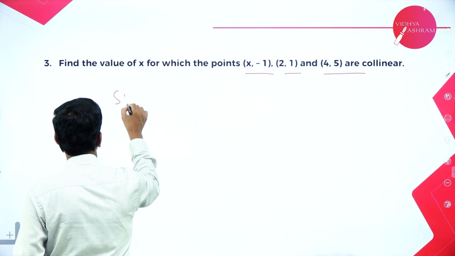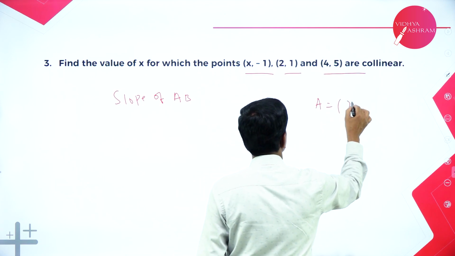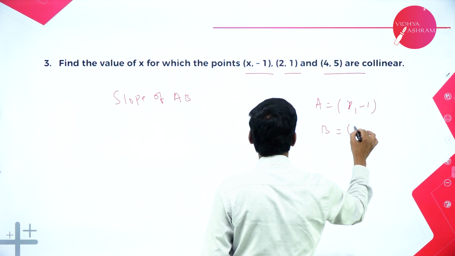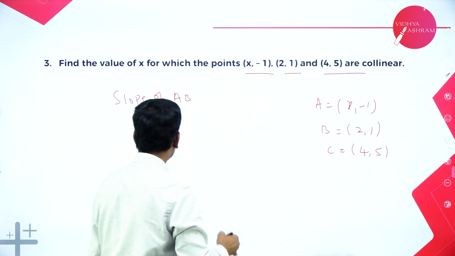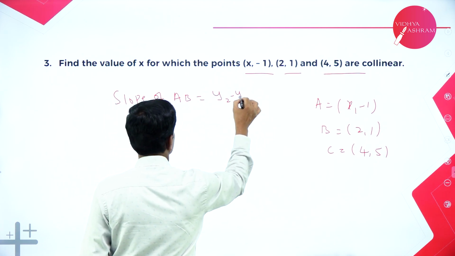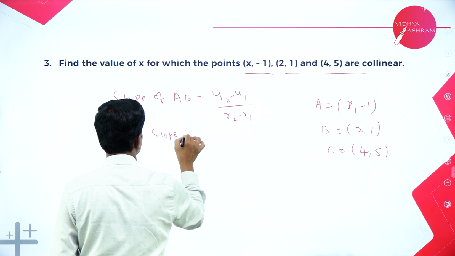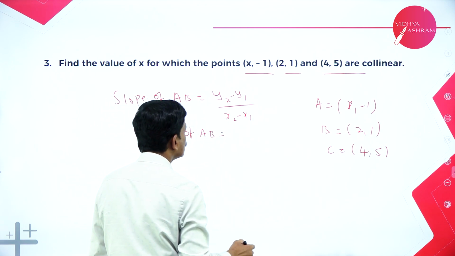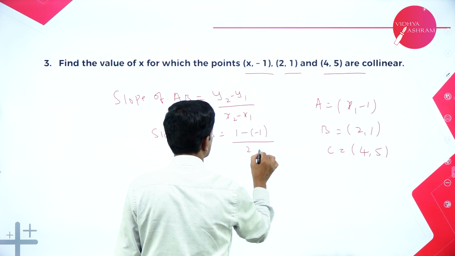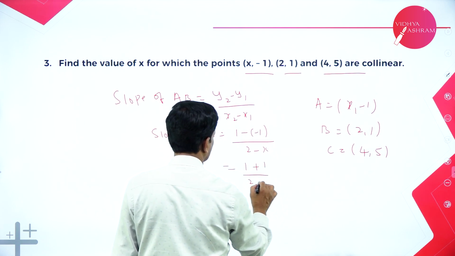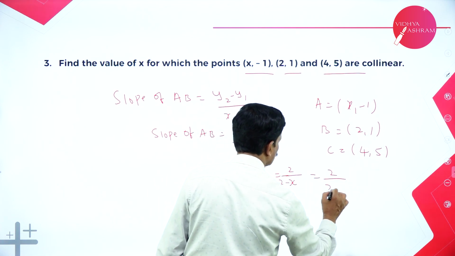Let us call the points A is x comma minus 1, B is 2 comma 1, and C is 4 comma 5. What is the formula for slope? y2 minus y1 divided by x2 minus x1. Slope of AB is 1 minus minus 1 divided by 2 minus x, which is 1 plus 1 divided by 2 minus x. This is 2 divided by 2 minus x.